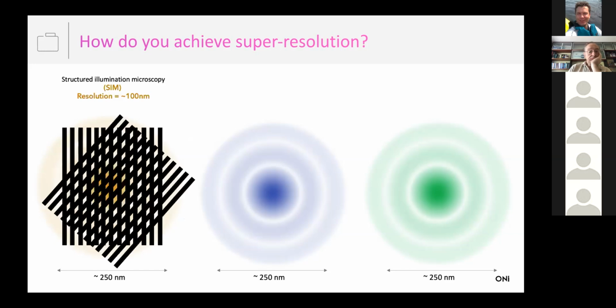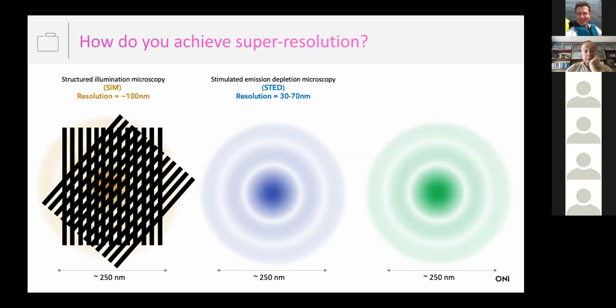different positions. SIM is based upon this interaction between the structured excitation and the sample, and it creates what's called a Moiré pattern. This Moiré pattern contains high frequency spatial information that can't be resolved in diffraction limited imaging. So we need to process these images using algorithms, and then we can reconstruct a final image that has a resolution somewhere around 100 nanometers in the X and Y plane. Another technique is called stimulated emission depletion microscopy, or STED.